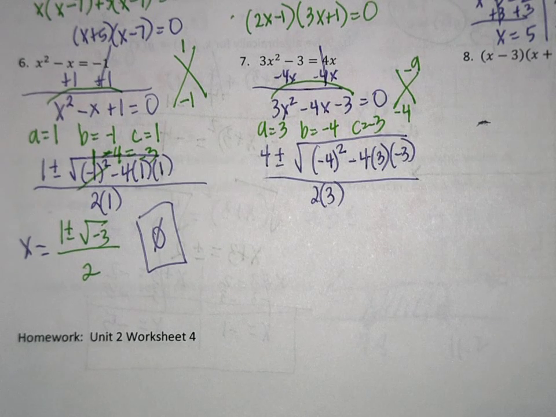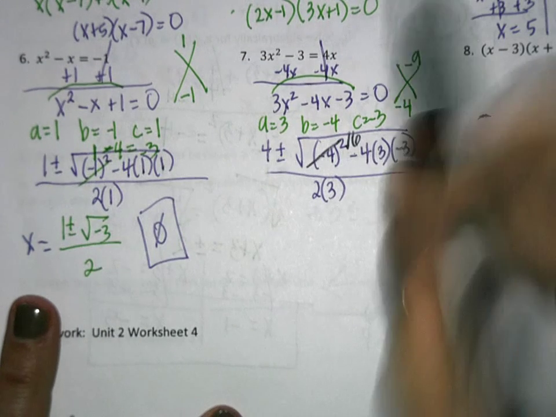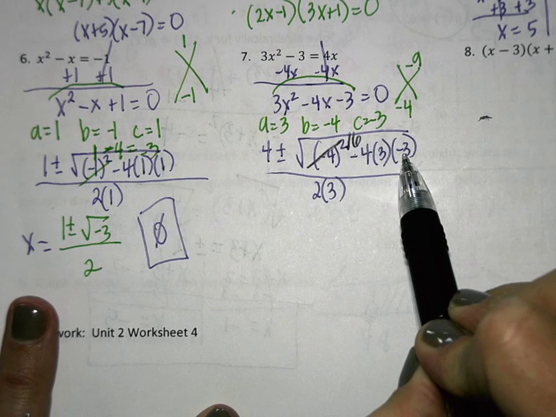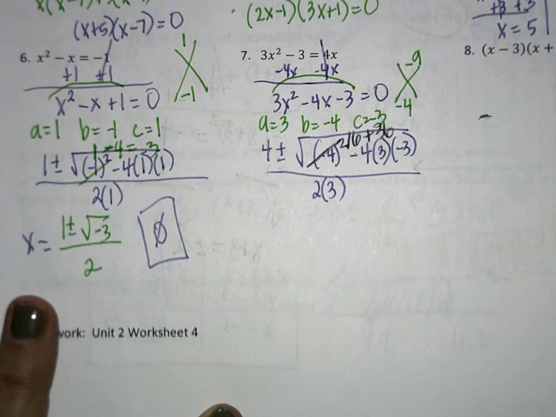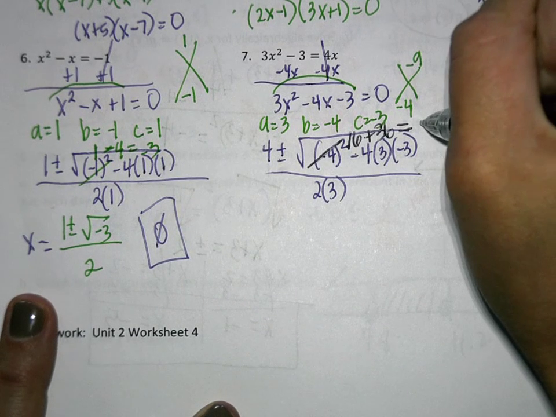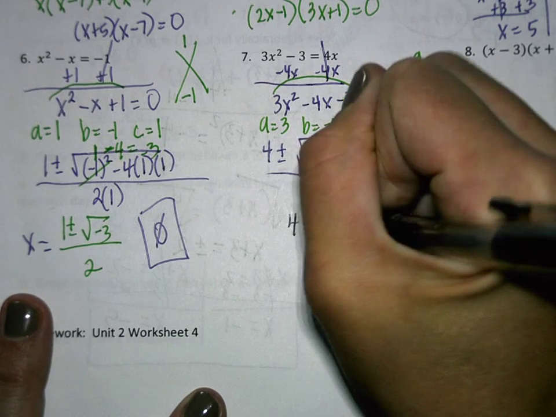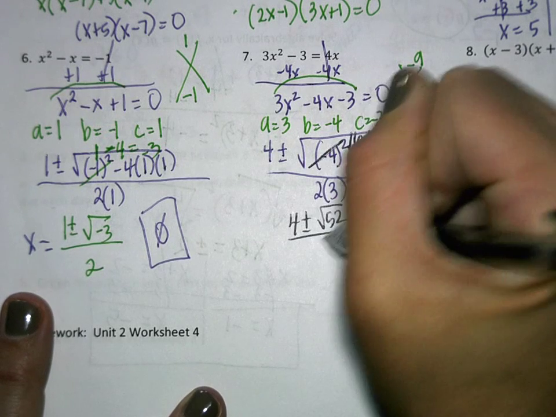So now we're going to simplify. What is negative 4 squared? Positive 16. What is negative 4 times 3? Negative 12. And negative 12 times negative 3 is positive 36. And what is 16 plus 36 equal to? 52. Okay, so we have 4 plus or minus the square root of 52 all over 2 times 3, which is 6.